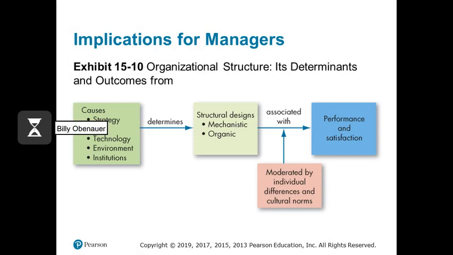As we summarize this lesson, we want to remember that there are a variety of different factors that influence the structural design of our organization. And that structural design is going to influence performance of the organization, performance of the employees, and satisfaction of the employees. But the relationship between structural design and performance, and structural design and satisfaction, is going to be moderated by individual differences in cultural norms. Basically, what that means is that the right design to achieve top performance and high satisfaction is also influenced by individual differences.